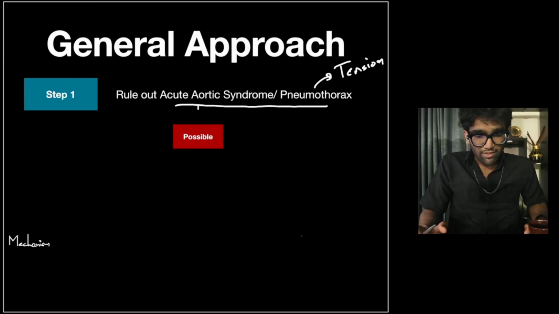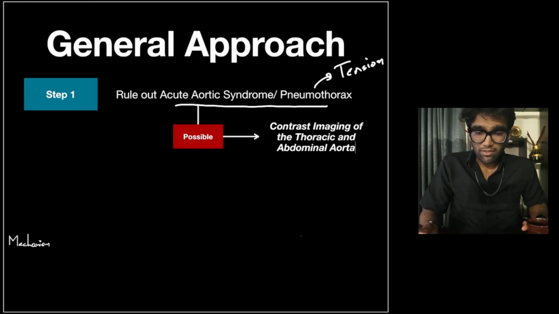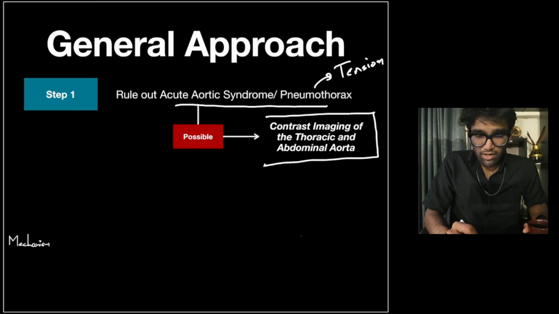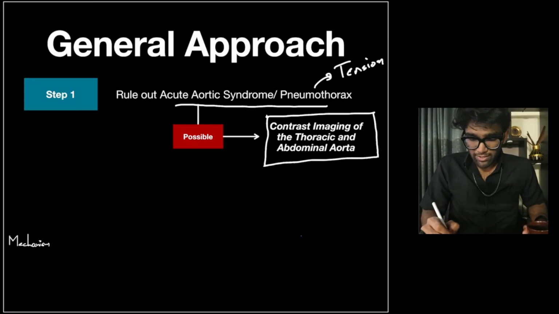Now, if there is any clinical inkling that they may really be present, then we typically go immediately for imaging. So it's best not to waste any time. In that case, contrast enhanced imaging of the thoracic aorta and abdominal aorta is what is indicated.